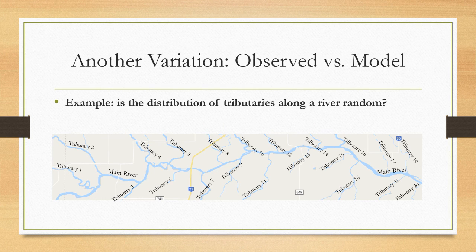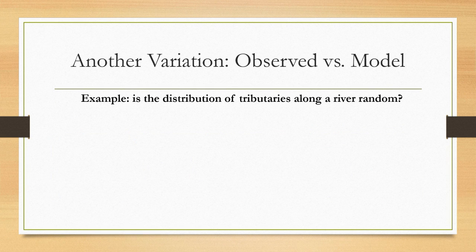So here's the situation in case you're having any kind of challenge understanding what we're getting at. Is the distribution of tributaries along a given river random? So we've got the main river in this map, and along the main river we've got tributaries 1, 2, 3, etc., all the way up to tributary 20. And we're wondering at the spacing of those tributaries along the river. So the river channel itself is 20 kilometers long that we're measuring, and there happen to be 20 tributaries that are feeding into the river along that length of river. So is the distribution of tributaries along the river random?